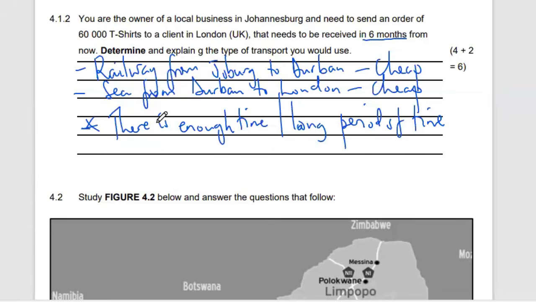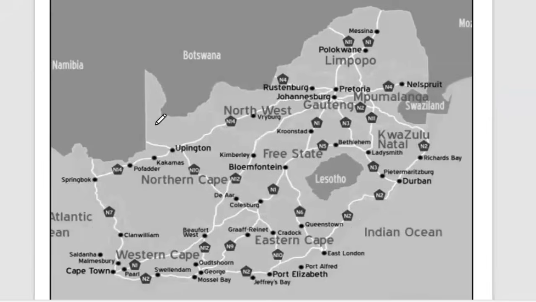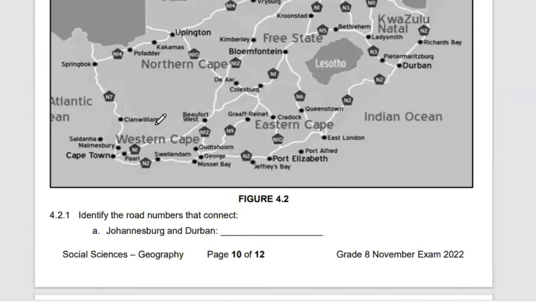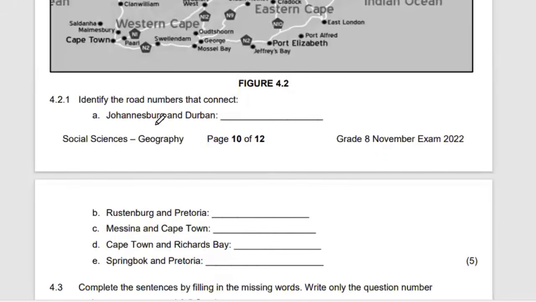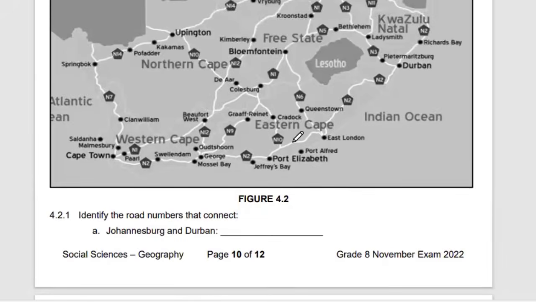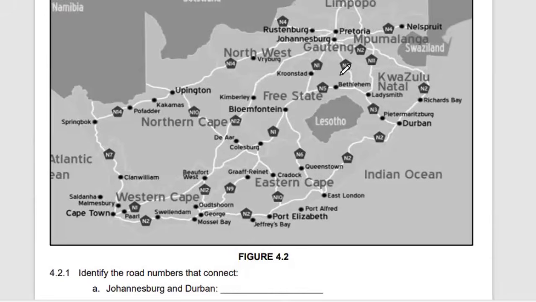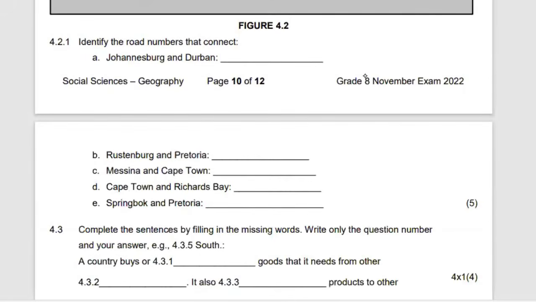Right, we move on to the next question. Start Fig 4.2. Answer the questions. It's a map of South Africa specifically. Identify the road numbers that connect Johannesburg and Durban. Johannesburg, where is it? We understand that Johannesburg is here. And where is Durban? We are seeing that Durban is on the coastal eastern side. The road that connects them is the N3. So Joburg and Durban are connected by National Road number 3.